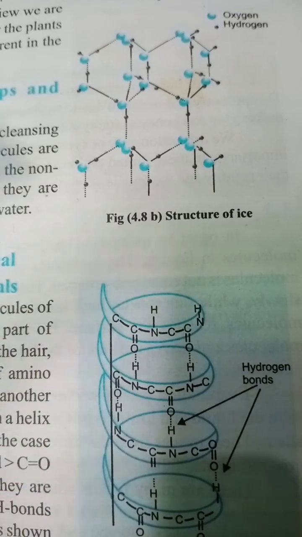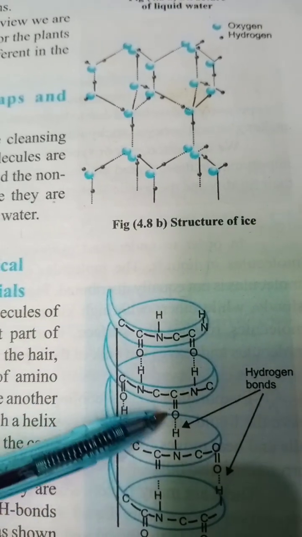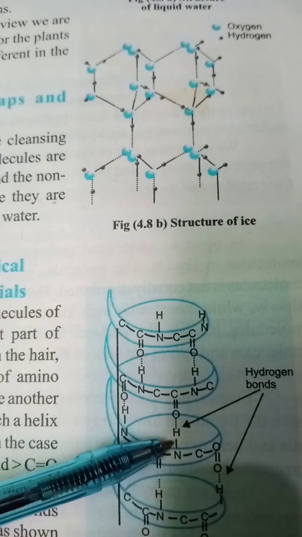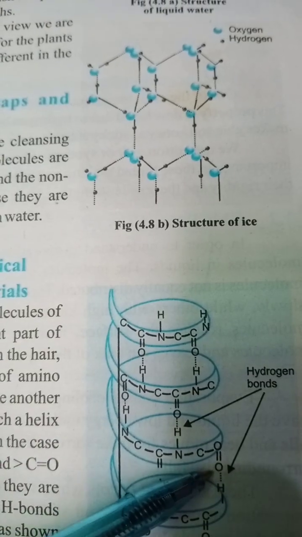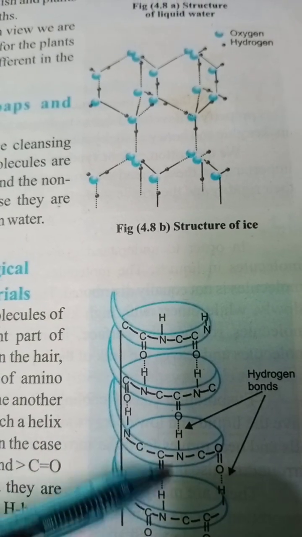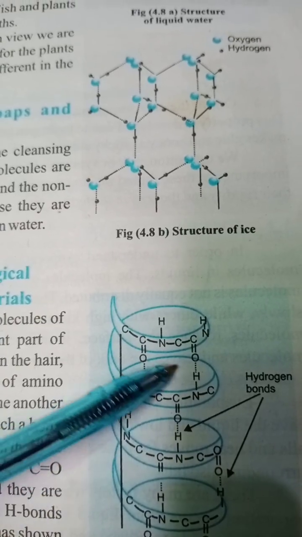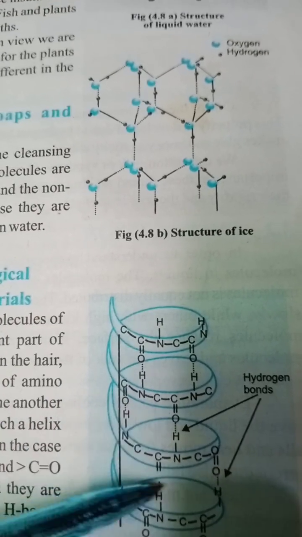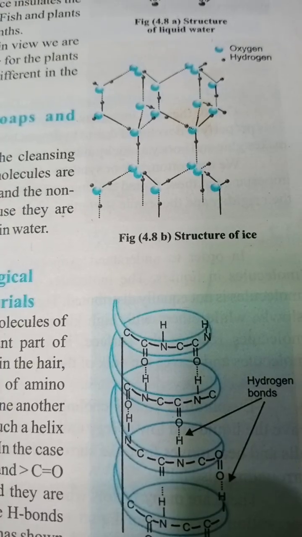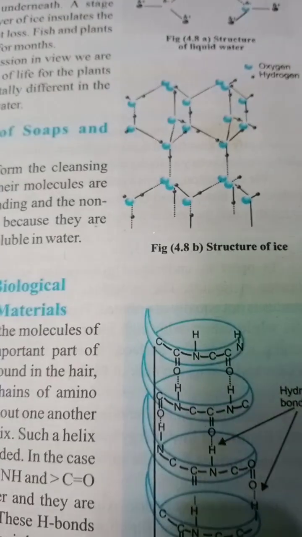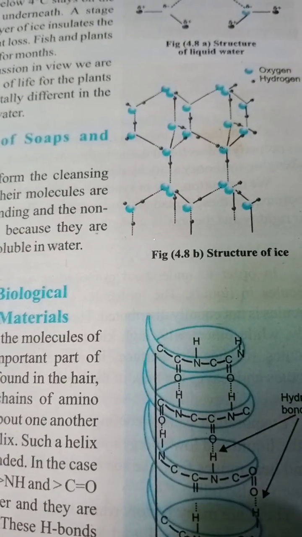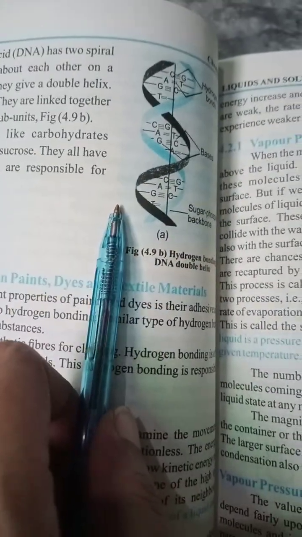This is hydrogen bonding between this oxygen and hydrogen atom, and between the amine group and the carboxylic group. This is between the carboxylic and amine group. Okay, inside the DNA, there is also hydrogen bonding.